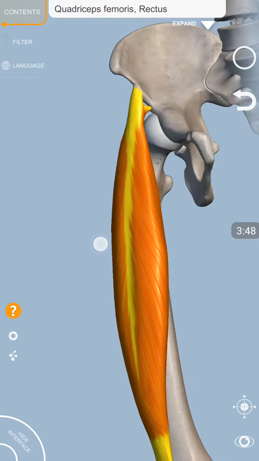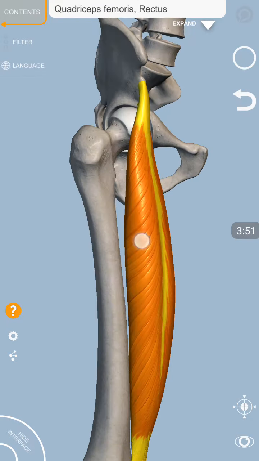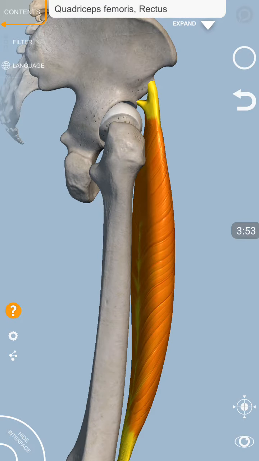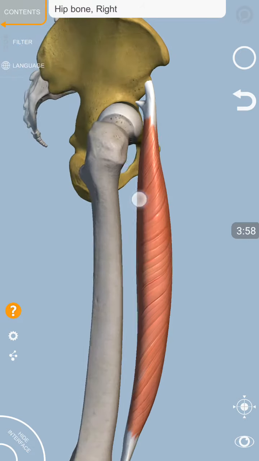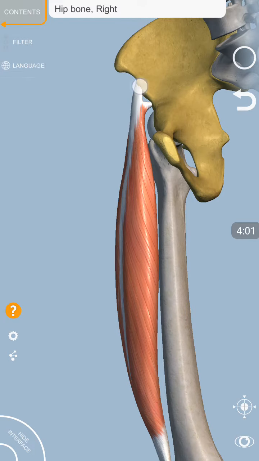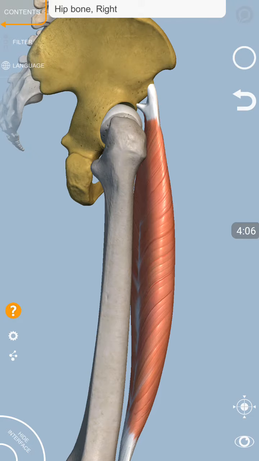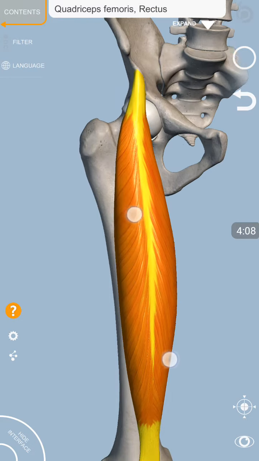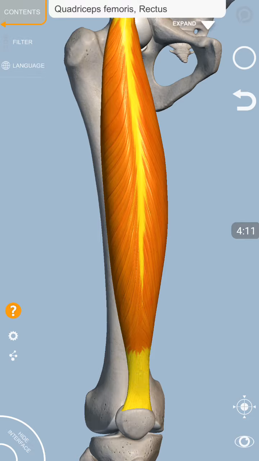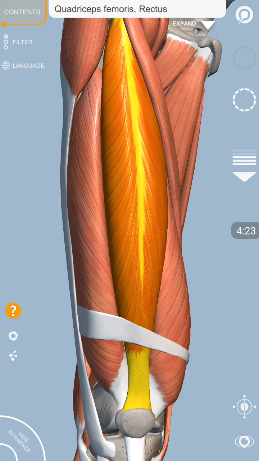Look at this. It has two origins. First, it originates from the anterior inferior iliac spine, which is the straight head, and the reflected head is from the roof of the acetabulum. This muscle, along with the other muscles of the quadriceps femoris, attaches onto the base of the patella. All the quadriceps muscles have a common insertion, which we will discuss in a while. So this was the straight head.